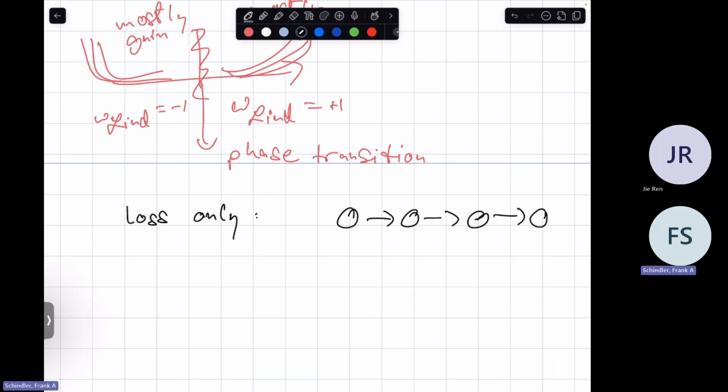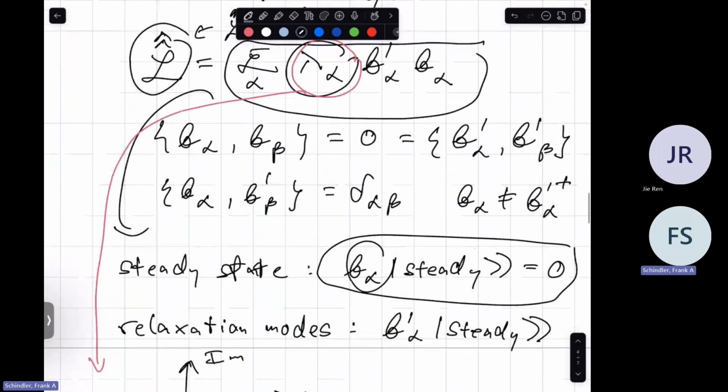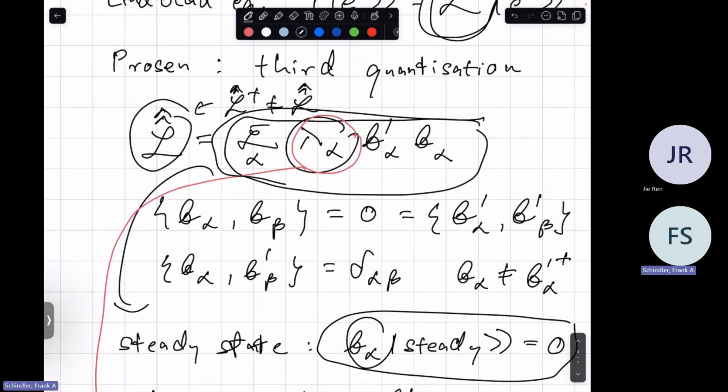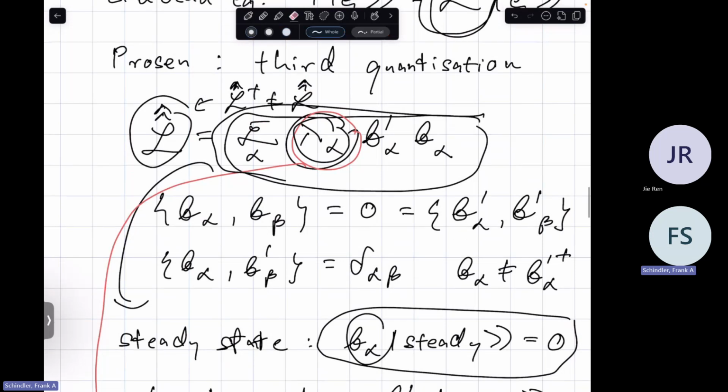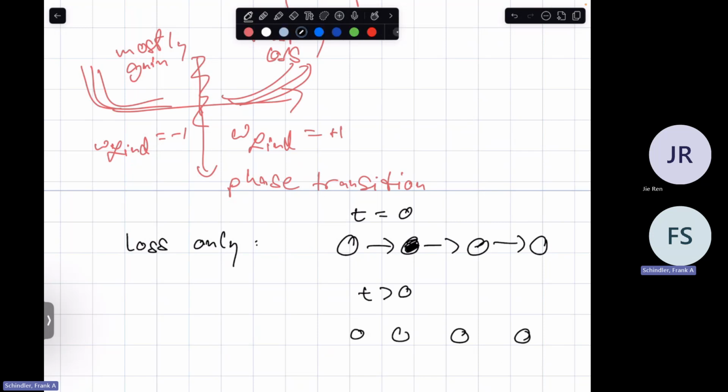So my excitations, which are characterized by these operators B, which make my band structure and define the lambda alphas, are now given by particles, little density excitations, that move to the right. So at time t equals 0, I put in a particle. Then at time t larger than 0, that particle will have moved under post-selected dynamics to the right. And then, of course, it also decays by the jump term. It decays back to the vacuum.